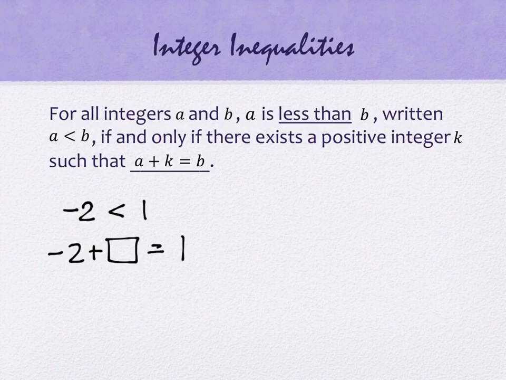What number would that be? Three. Yeah, it'd be 3. Negative 2 plus 3 is equal to 1. There it shows up.